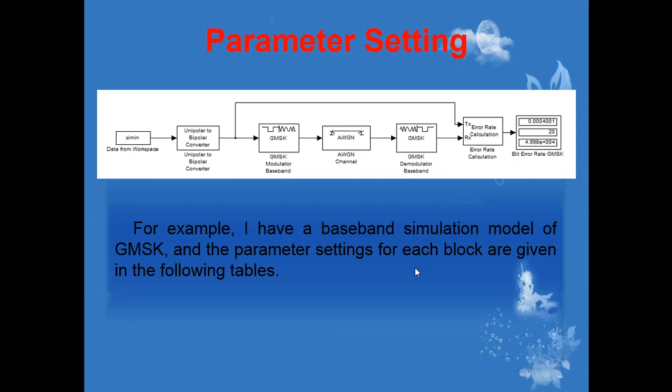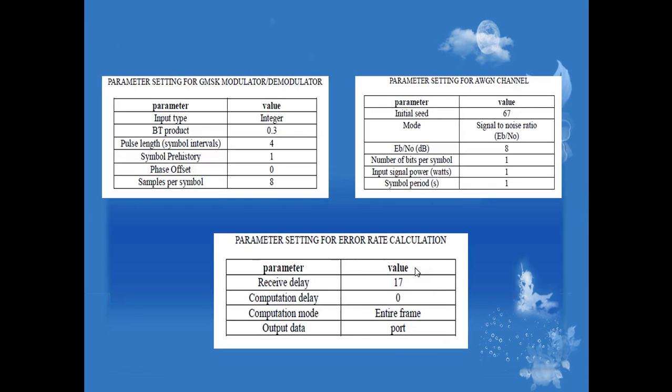Here we have the input data stream, a unipolar block converter, the GMSK modulator baseband block, an additive white Gaussian noise block, a GMSK demodulator, as well as an error rate calculation block. We have all the parameter settings here for the GMSK modulator and demodulator blocks, the AWGN channel, and the error rate calculation block.